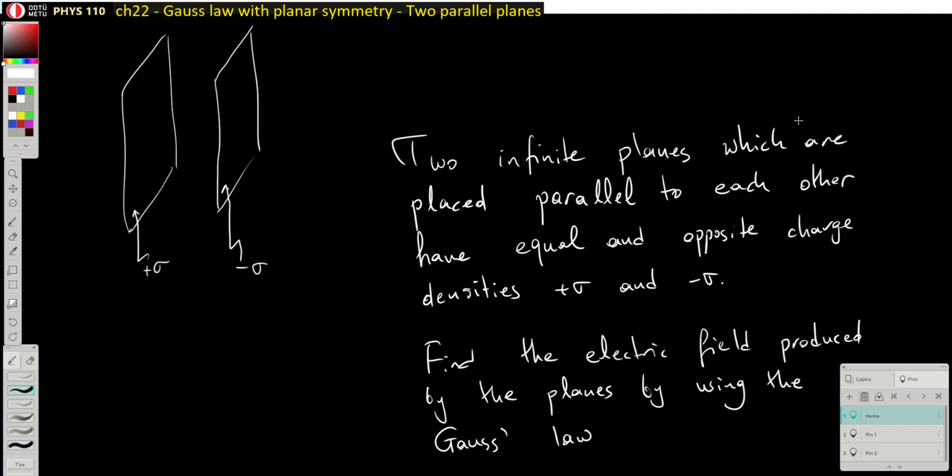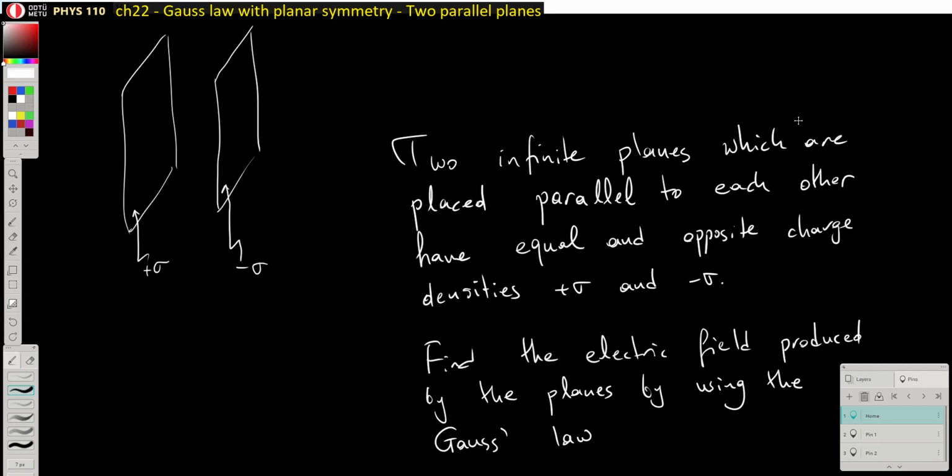I would like to discuss this problem from the point of view of Gauss law. This is a problem that we have solved before, in chapter 21. It's basically two infinite planes which are parallel to each other, and they have surface charge densities plus sigma and minus sigma. We have discussed it before, but I would like to discuss it again from the point of view of Gauss law. How can we find the electric field produced by this arrangement by using the Gauss law?